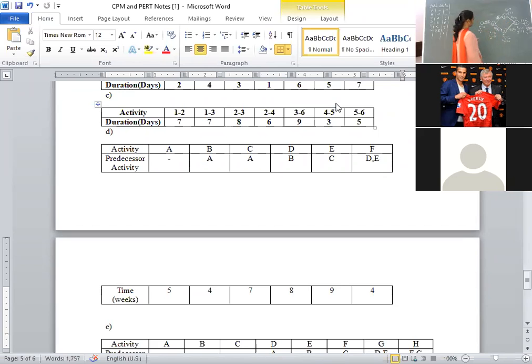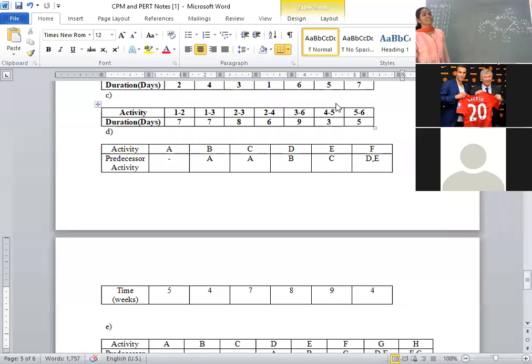L1. Here, the activity is going to 2. What is the formula? L2 minus T12. That is 5 minus 5, it's 0. If you are not getting 0 here, that means maybe your network diagram is wrong or you made a calculation mistake.